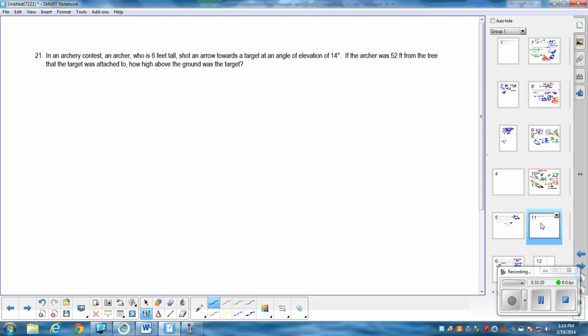In our archery contest, we have an archer who is 6 feet tall and apparently has posture problems. He shoots an arrow at an angle of elevation of 14 degrees. We have the tree that has the target on it.